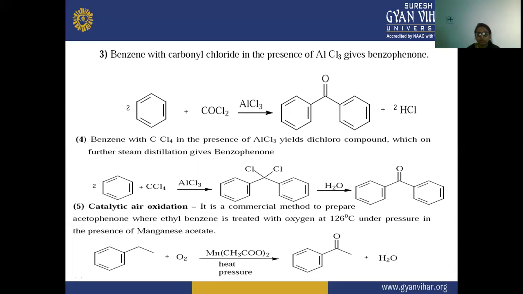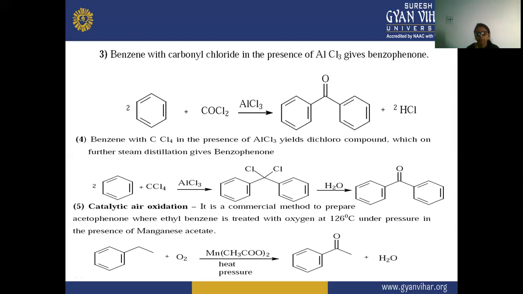So here two molecules of benzene react with carbon tetrachloride in the presence of aluminium chloride. Here we are forming a dichloro compound, and after further steam distillation or hydrolysis, we are getting this benzophenone.